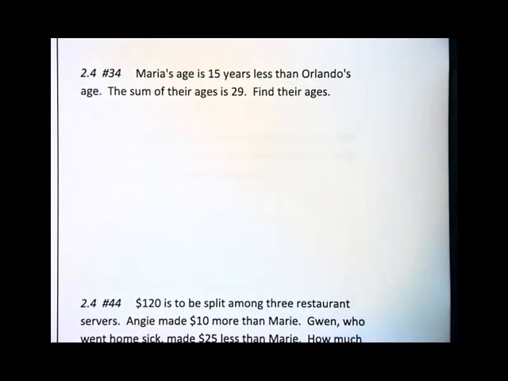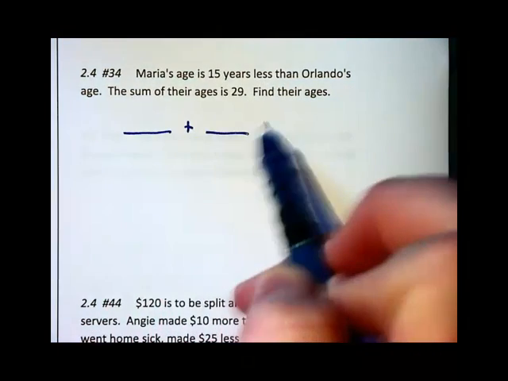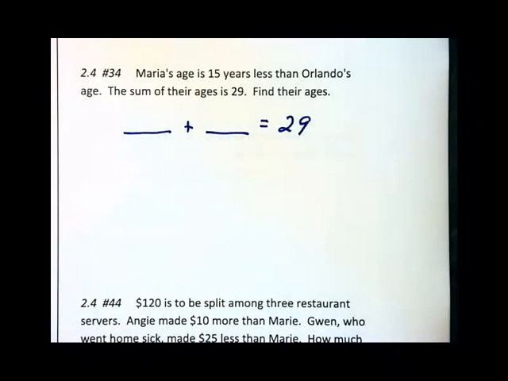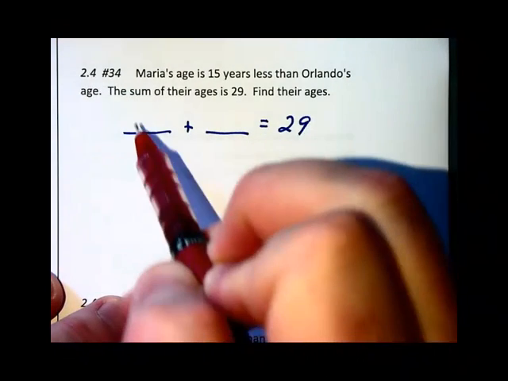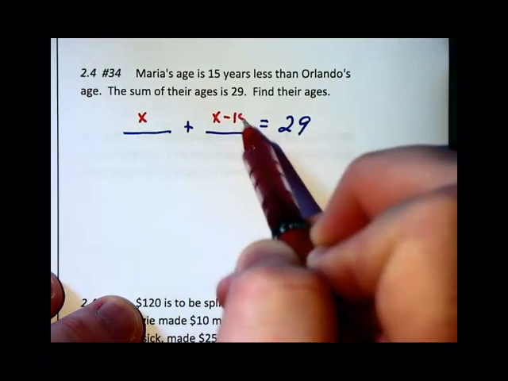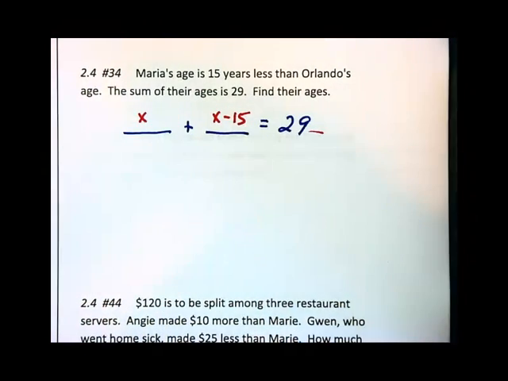Maria is 15 years less than Orlando. Her age is 15 years less than Orlando's age. Their sum is 29. So you've got two ages adding up to 29. Maria is 15 less than Orlando. If Orlando is x, she is x minus 15. And there we have, together they're adding up to 29.